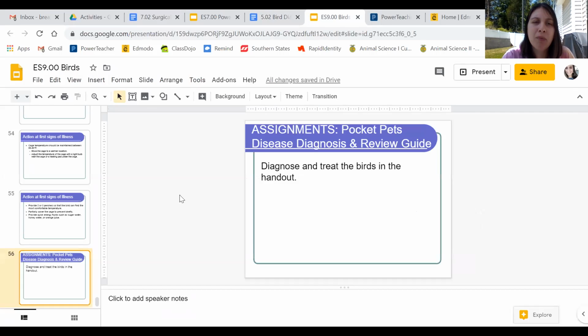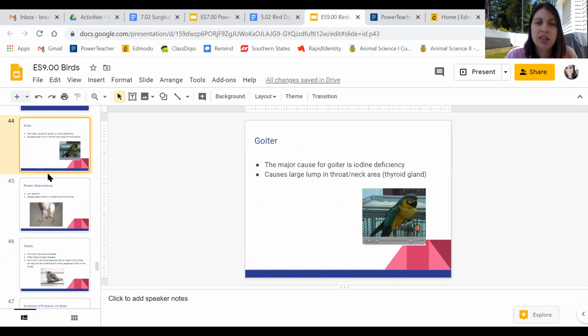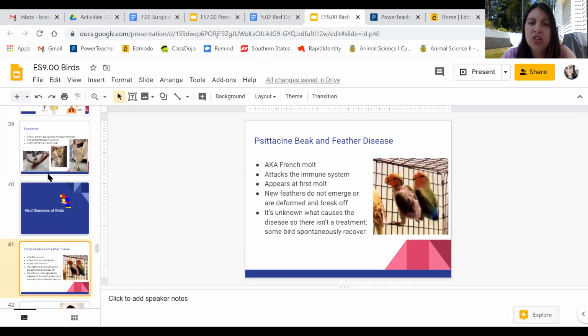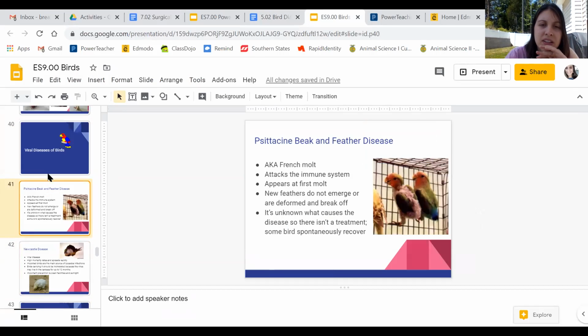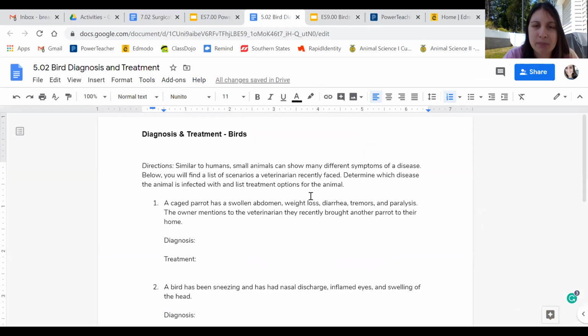So you're going to go through the PowerPoint and say, okay, looking at the viral diseases, the contagious diseases, which of these is going to really affect my bird and make them sick to the point that they may very well die. You're going to tell me what the bird is sick with and how to treat it, if there's treatment for it.